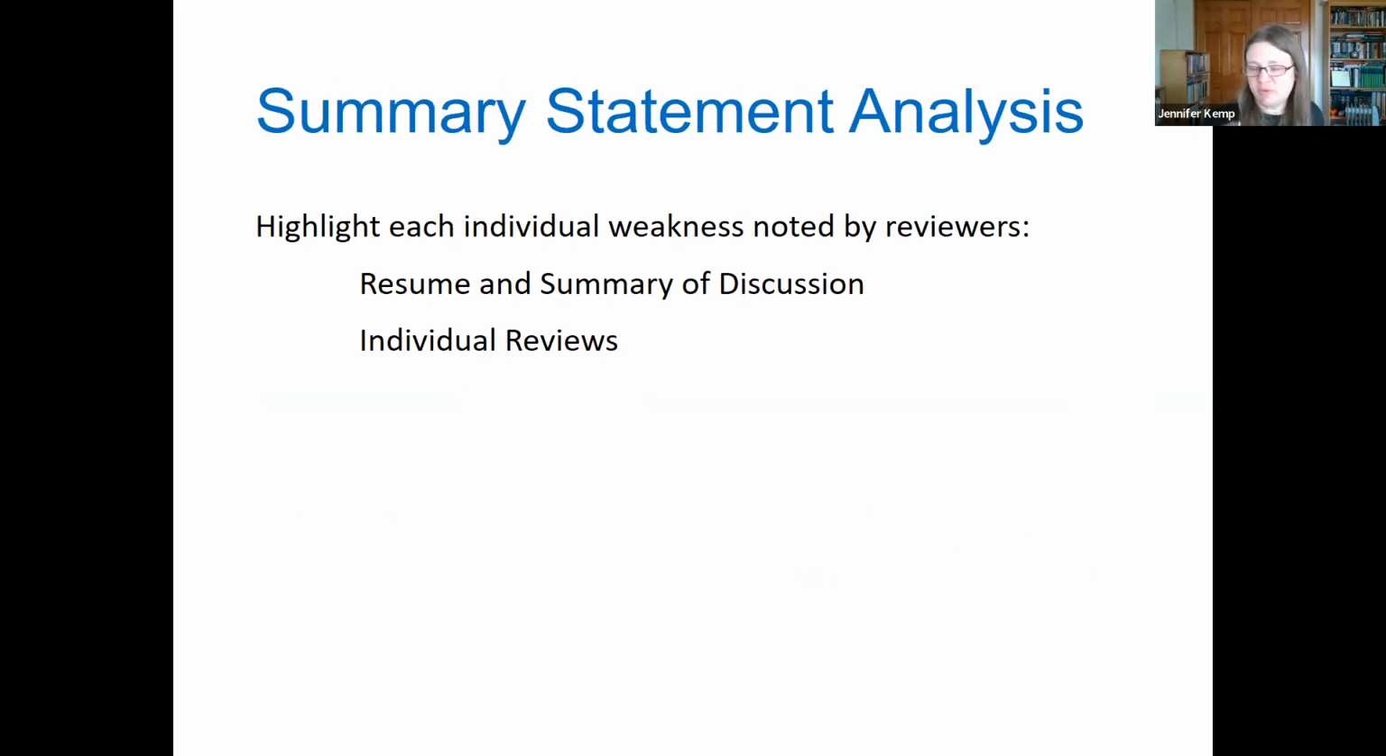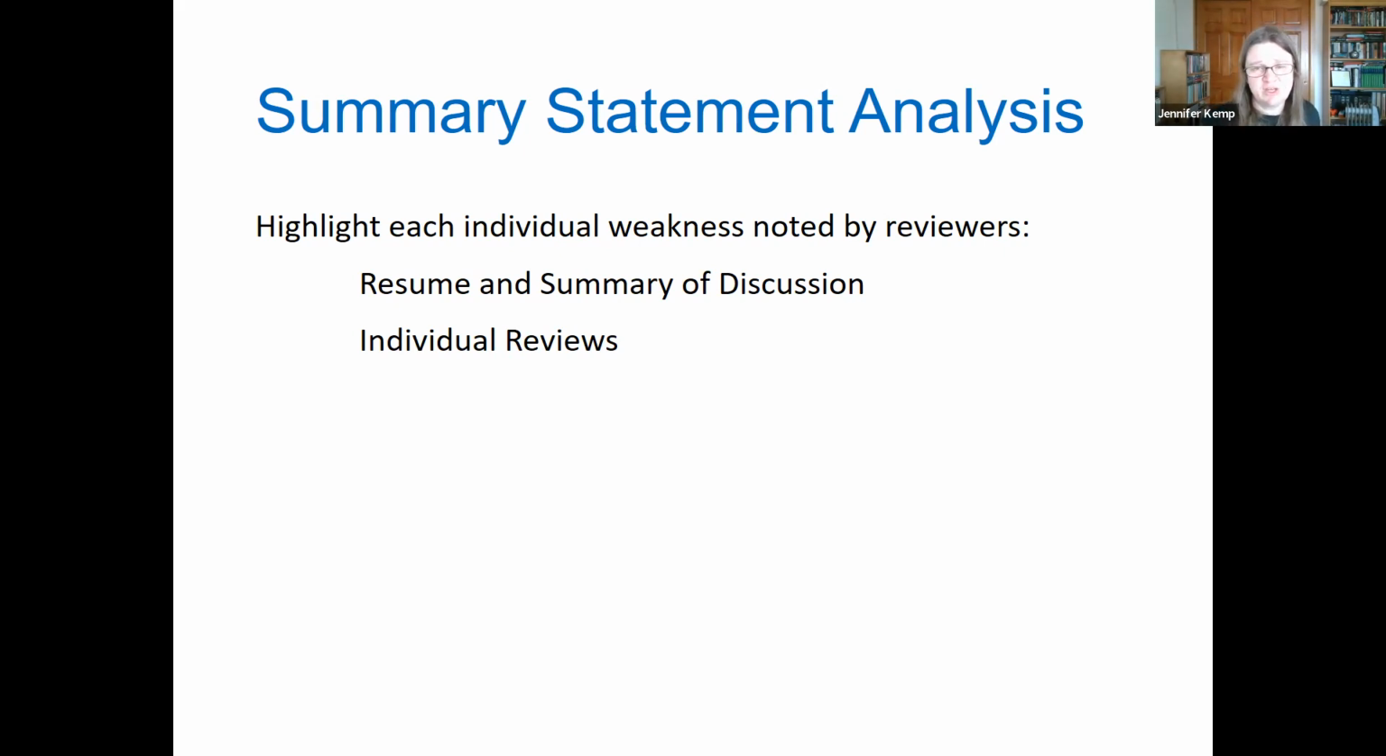So when you get your summary statement, I advise you to go through point by point, line by line, and actually highlight each weakness that the reviewers have noted. And this goes for both the summary of discussion, which is that big paragraph that they have at the very beginning of your summary statement, and also for the individual reviews, so the point by point reviews that reviewers 1, 2, and 3 give you.